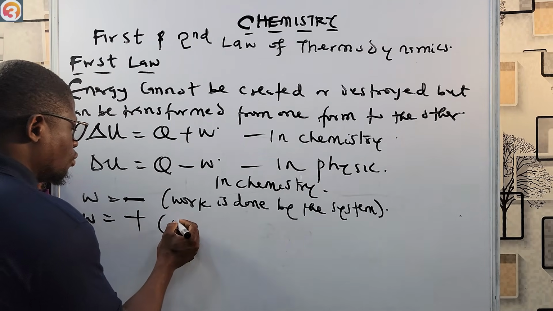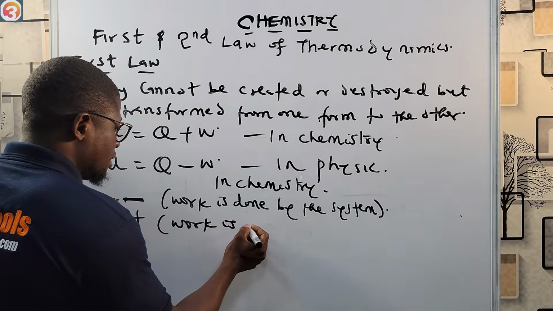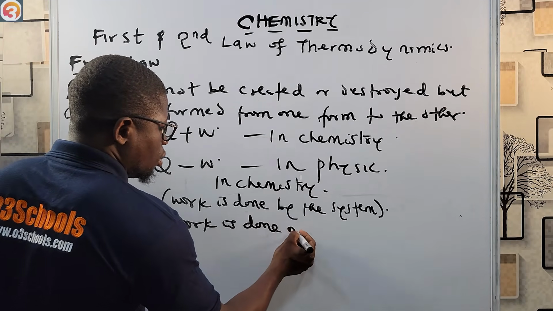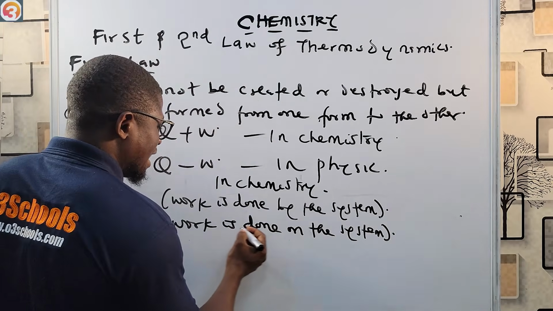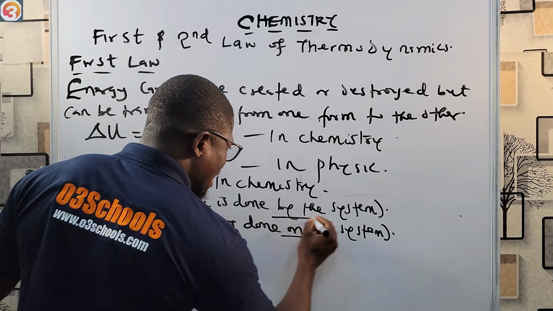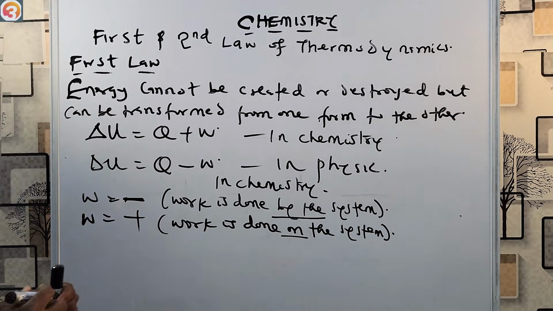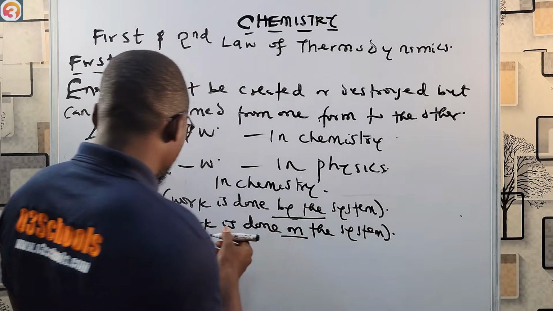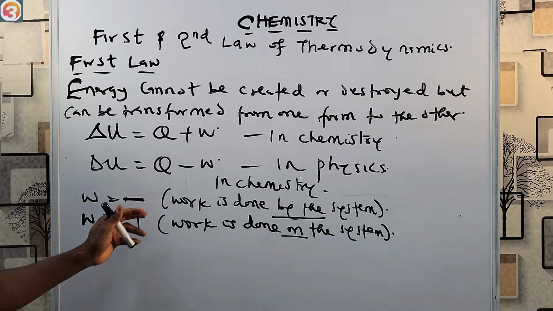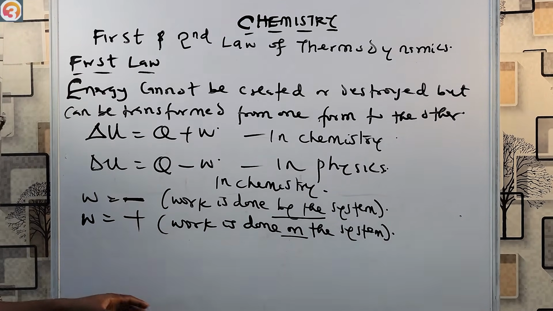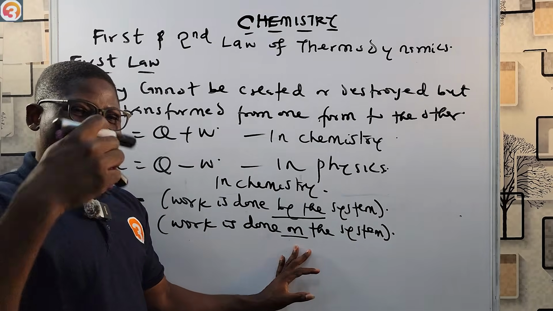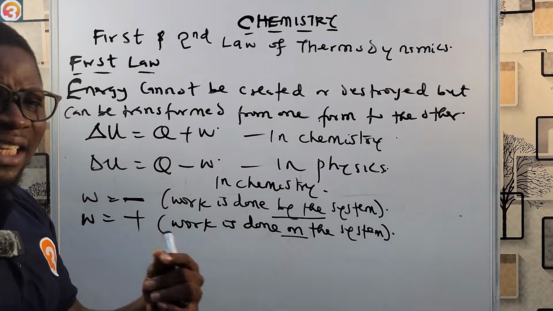positive when work is done on the system. You must understand the difference between on the system and by the system. So in physics and in chemistry, we say that W is negative when work is done by the system, and it's positive when work is done on the system. The reverse is the case for physics.